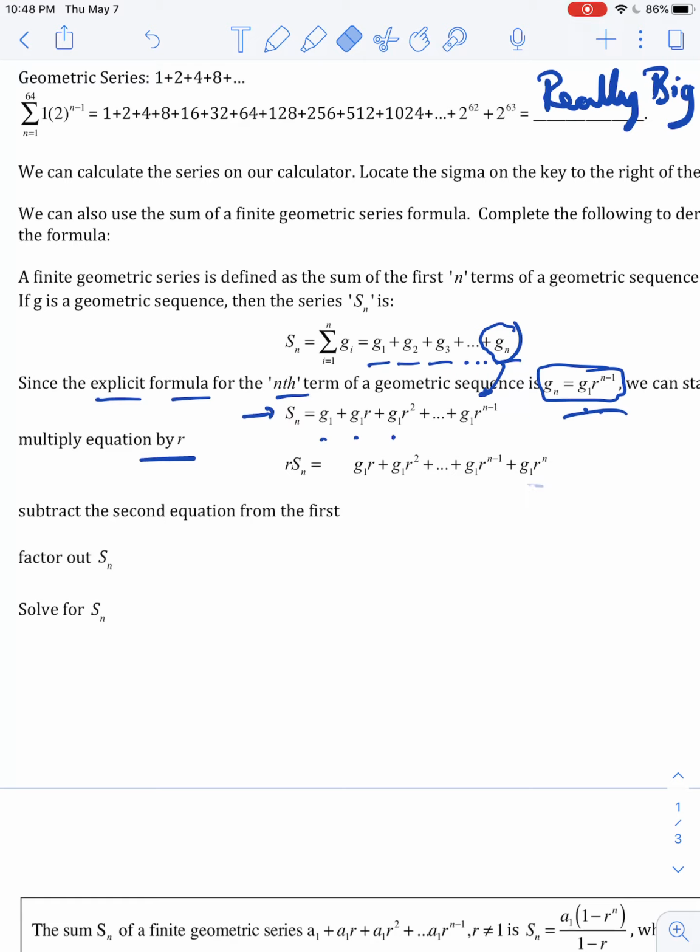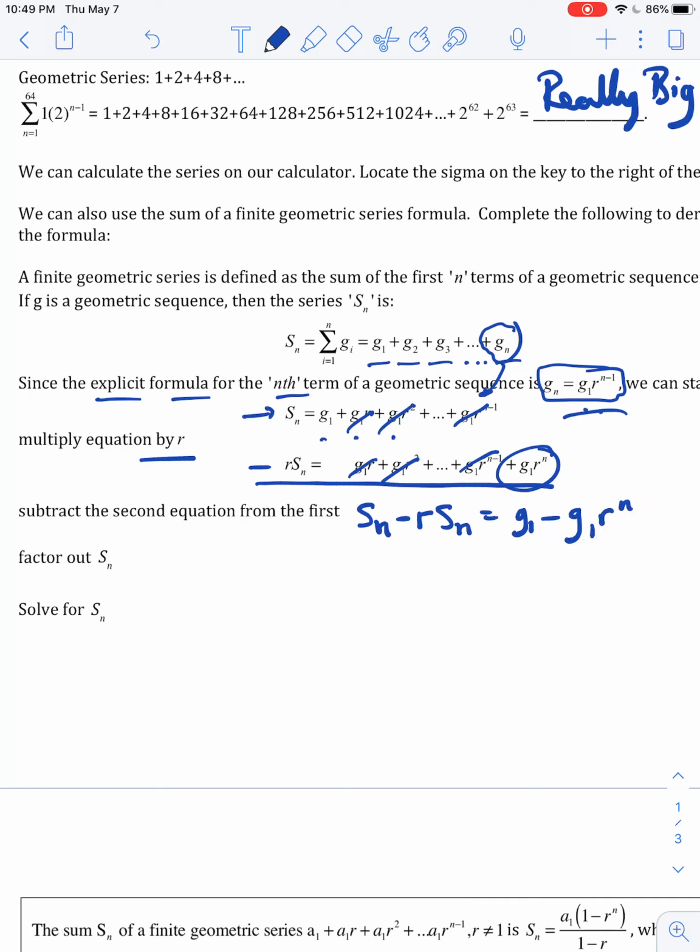So this is the clever little thing: after we multiply that, we just subtract this equation from the one above it. If we do that, then we get S sub n minus r S sub n, that's what the left-hand side would be, equals, and you may say, well, Mr. Chandler, how in the world am I going to subtract this if I don't know how many terms there are? But look at the pattern. If I go to subtract this, then G1 r to the first subtracts G1 r to the first, and G1 r squared subtracts G1 r squared. They all end up canceling out except the G1 minus that last term, G1 r to the n. So all the other terms drop out.